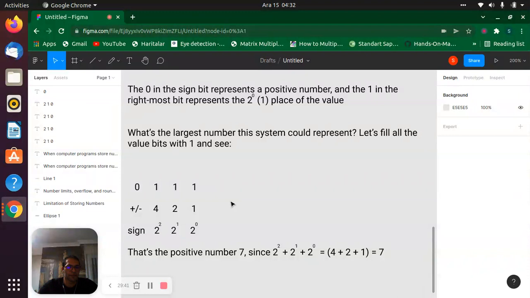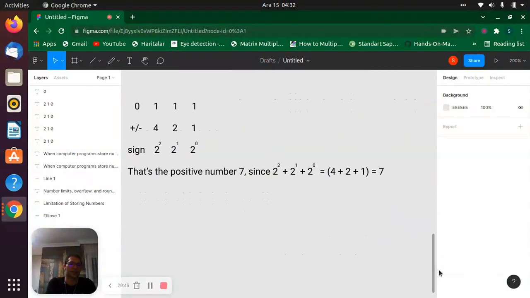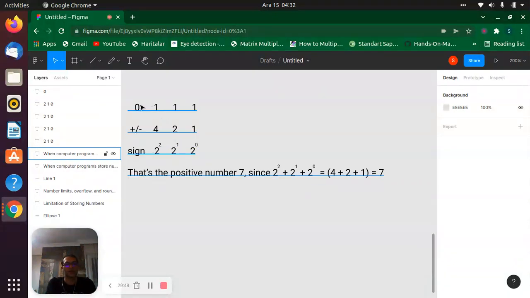We have 7 bits there, so we can represent decimal number 7 here. The other one would be 8, but it's not 8, it's just the sign operator, okay? Sign marker.